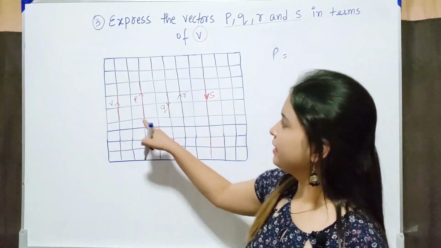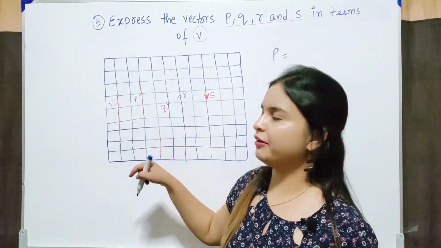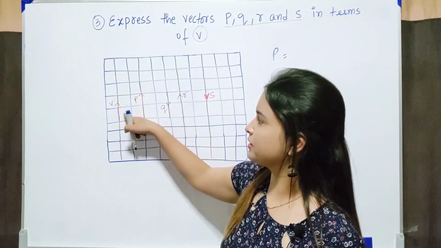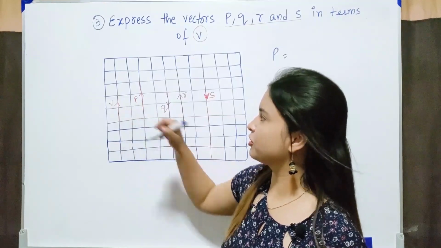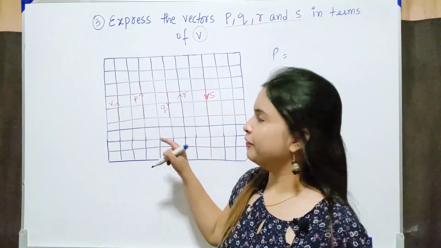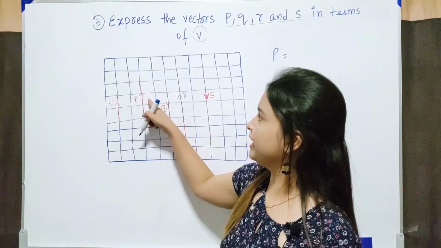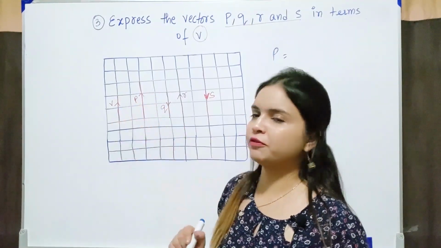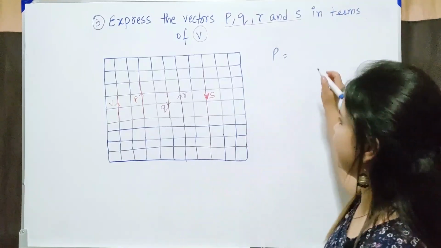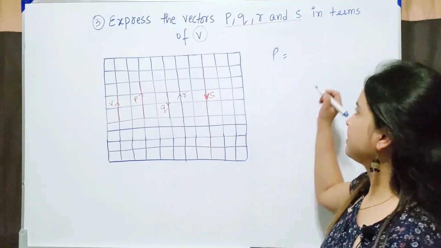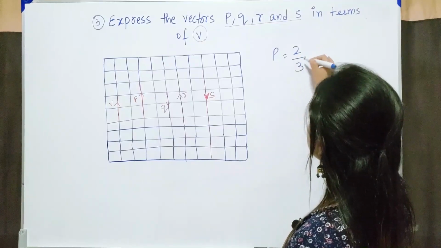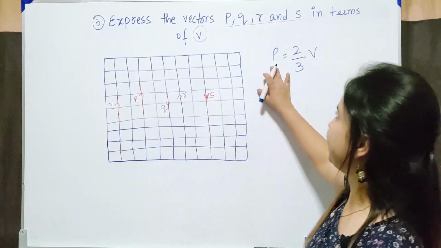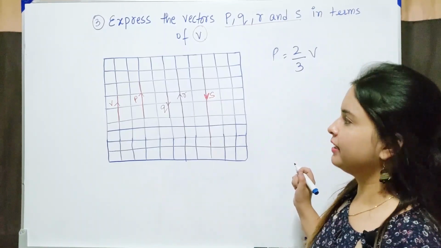Now see, if you look carefully in the graph, the vector V occupies two blocks, right? Block 1 and block 2. And vector P occupies 3 blocks. So how can I write P in terms of V? I can say my P is 2 over 3 V.